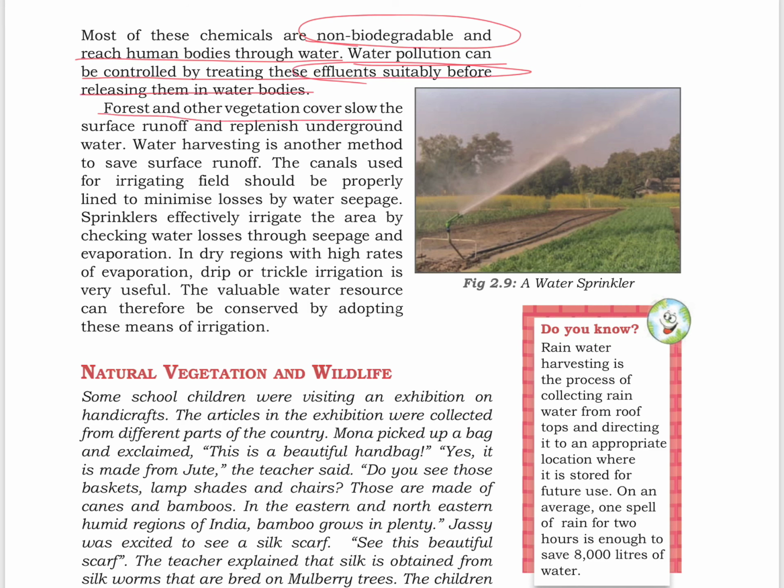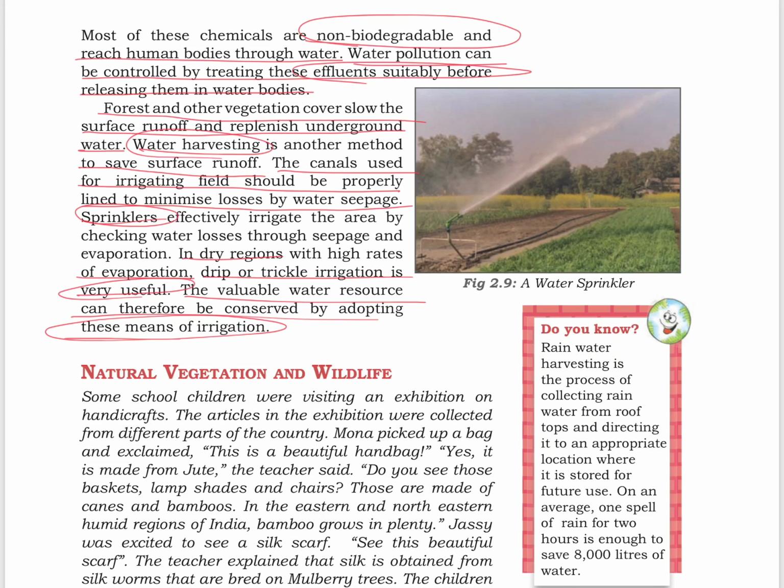Also, forest and other vegetation cover slows the surface runoff and replenishes the underground water. Water harvesting is another method to save surface runoff. The canals used for irrigating fields should be properly linked to minimize losses by water seepage. Sprinklers effectively irrigate the area by checking water losses through seepage and evaporation. In dry regions with high rates of evaporation, drip or trickle irrigation is very much useful. The valuable water resource can therefore be conserved by adopting these means of irrigation.